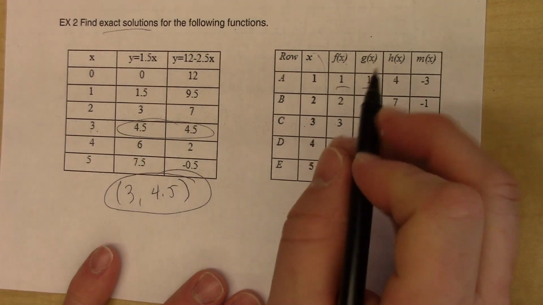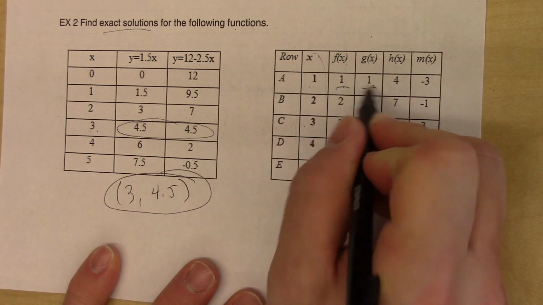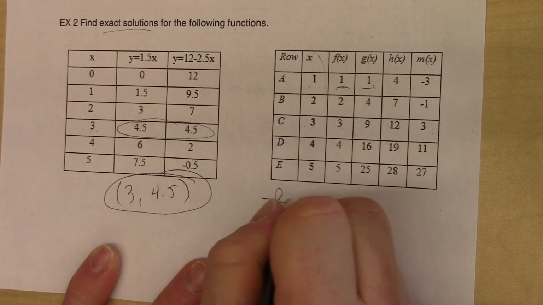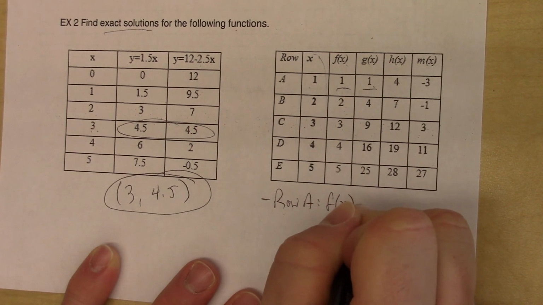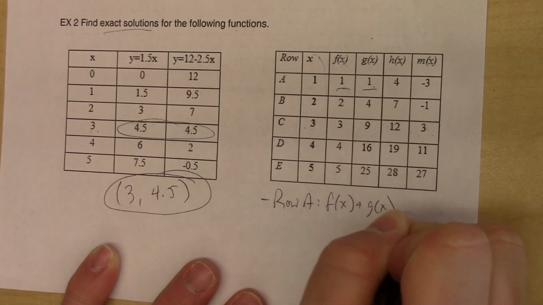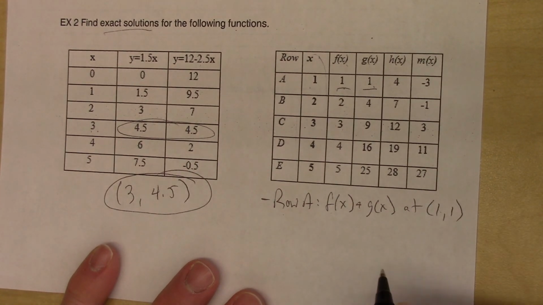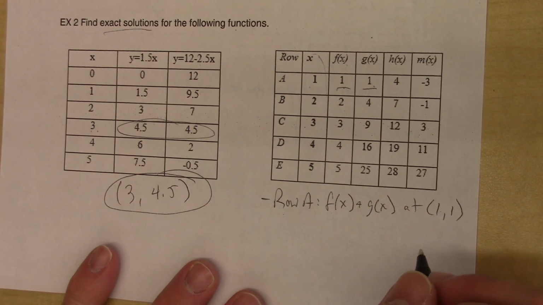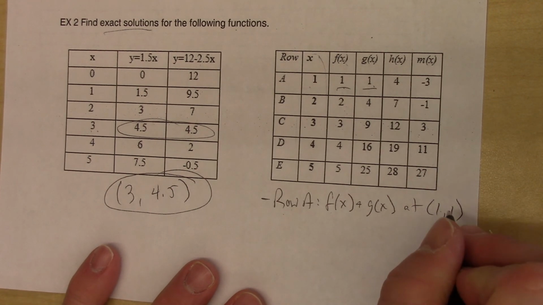Okay, so I got a little ahead of myself there, obviously. You can see that this is 1, 1 and that this is 1, 1. And so how I would say it is, well, in row A, one of the solutions is f of x and g of x at 1, 1, right? And I look at my own notes and I say intersect at 1, 1. Well, that's kind of the point here. The intersection is the solution, right?